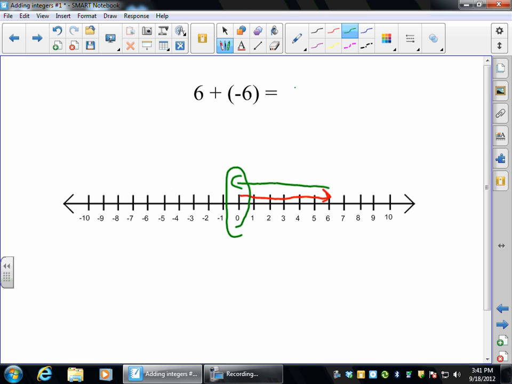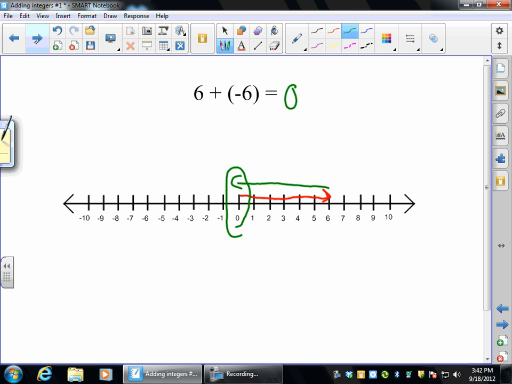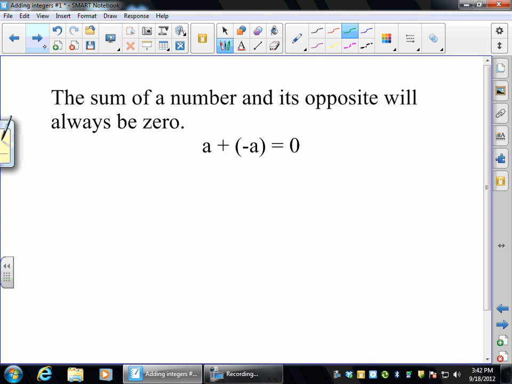And so all this shows us is it doesn't matter if I go to the negative first or if I go to the positive first. If I add a number and its opposite, so a positive 6, a negative 6, a negative 4, a positive 4, anytime I add a number and its opposite, I will always get 0. And so we're going to write that down. The sum of a number and its opposite will always be 0.